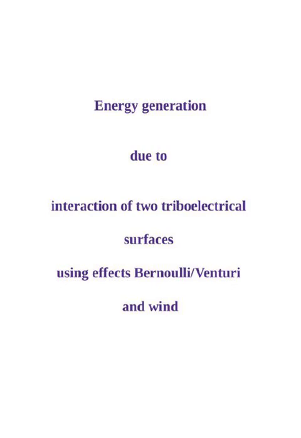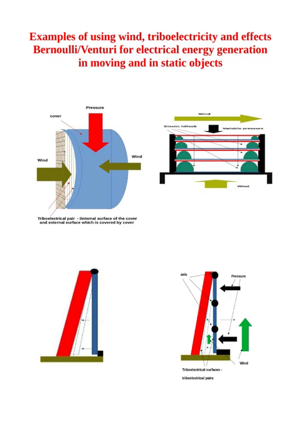Energy generation due to interaction of two triboelectrical surfaces using the Bernoulli, Venturi, and wind effects. There is an example of using a coating whose inner surface has triboelectric properties that hangs from a wall or panel with an external triboelectric coating. When wind gets between the wall and the coating, periodic fluttering of the coating occurs as it sticks to the wall and moves away from the wall.